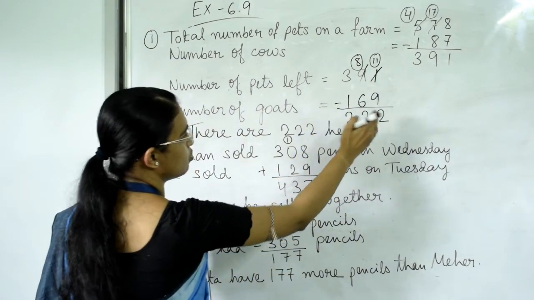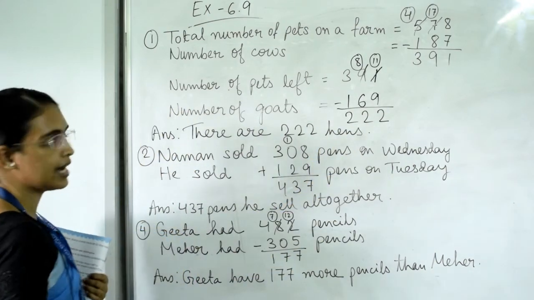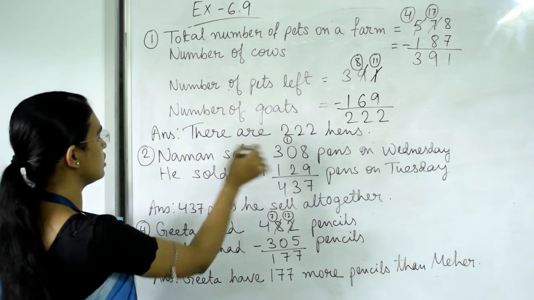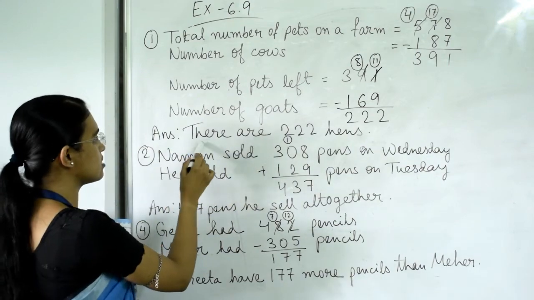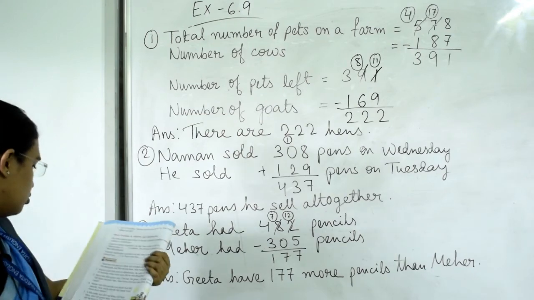What will be the answer? 222. That means 222 are the hens. So this is the answer. What will you write in the answer? There are 222 hens.